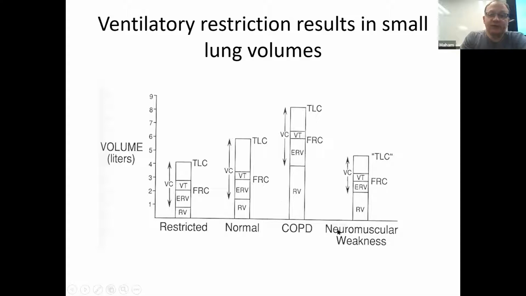This is in contrast to COPD. This is a patient with air trapping where you see a huge residual volume, but actually a relatively normal looking distribution of vital capacity, tidal volume, and expiratory reserve volume. And then neuromuscular weakness: total lung capacity is in quotes here because if the patient is given positive pressure, their lung compliance is great. But with the diaphragmatic weakness, their functional total lung capacity under their own effort is decreased, and you get a volume distribution that looks very much like mechanical restriction.